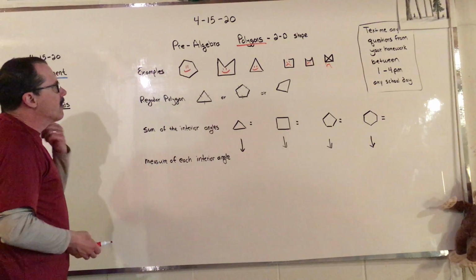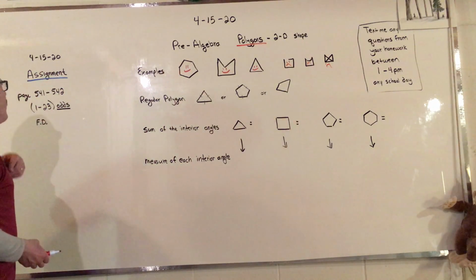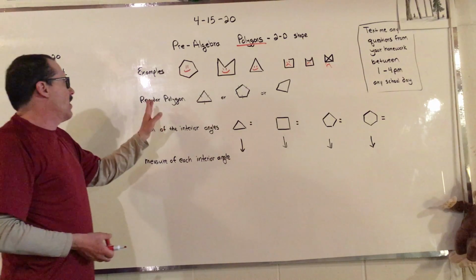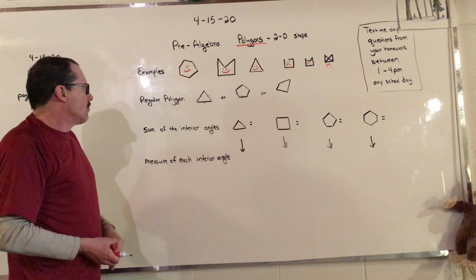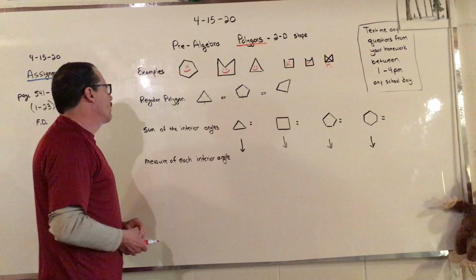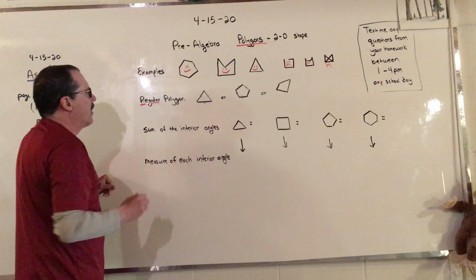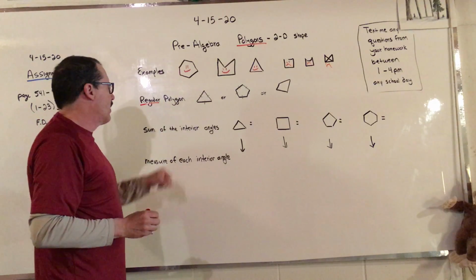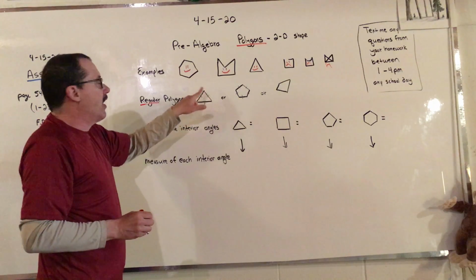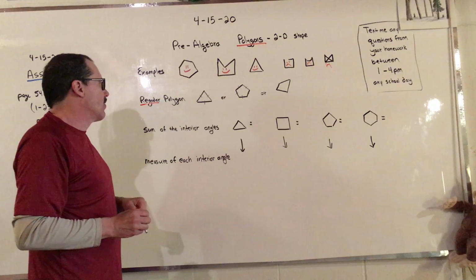Now at the bottom of, I think it's about page 539, they give you the names for all of these, and the names are all by the sides. But what we want to look at right now is regular polygons. A regular polygon is one where all the sides and all the angles are equal to each other, or congruent.